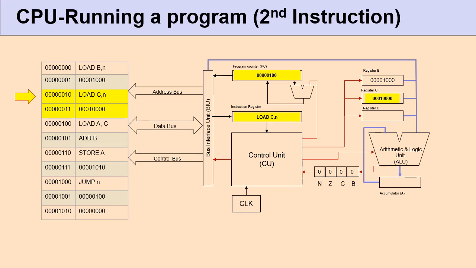So at the end of the second instruction, we have the program counter having the value 00000100, or decimal equivalent 4, pointing to the next instruction in the program, register C loaded with the value from the previous instruction, and register B still holding the value loaded earlier. So that completes the second instruction cycle and the execution of the second instruction in our program.